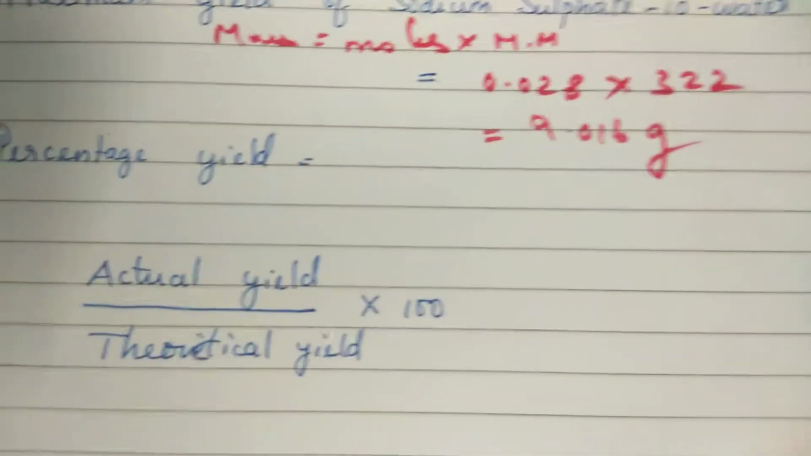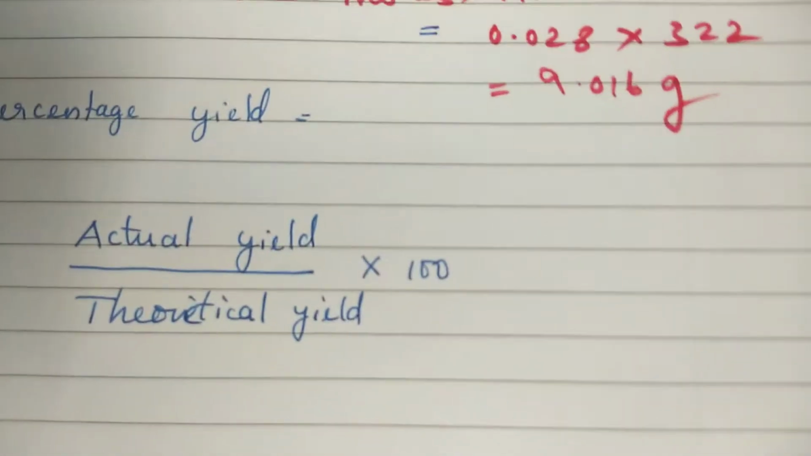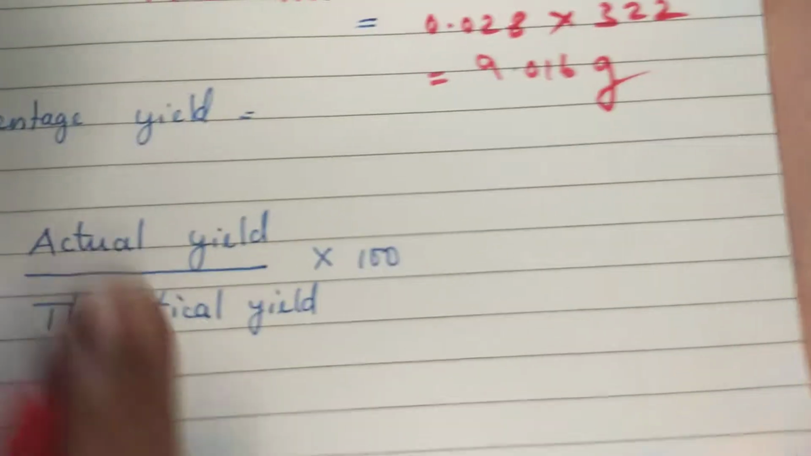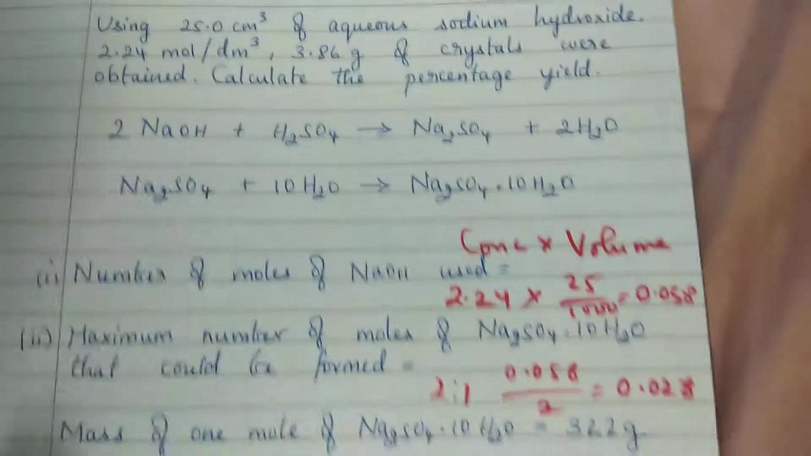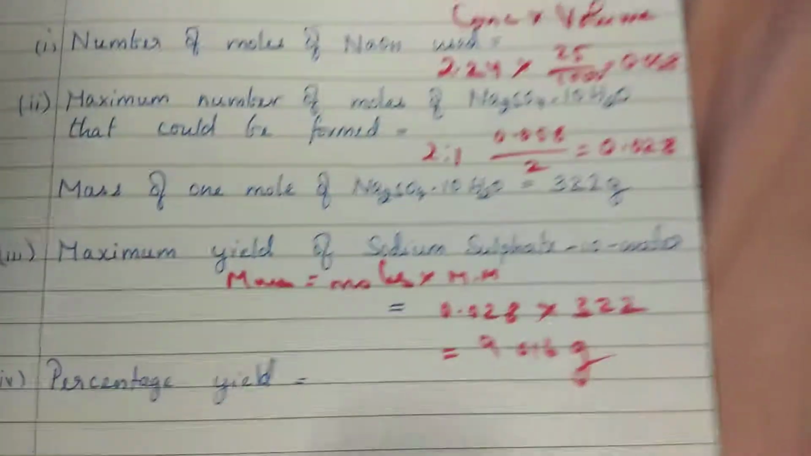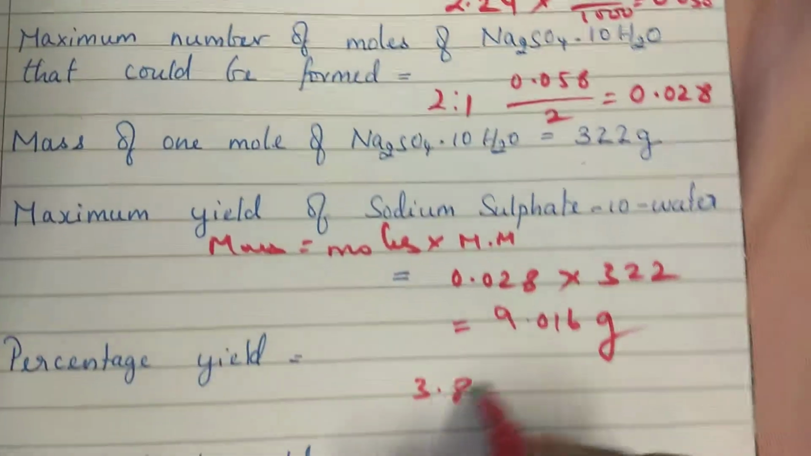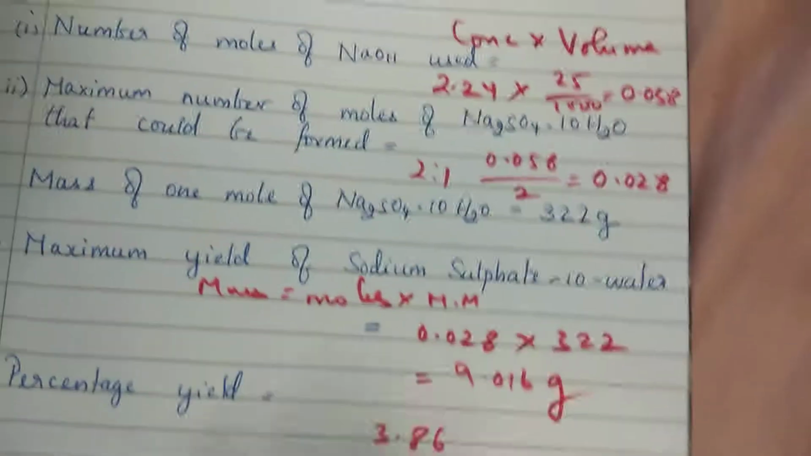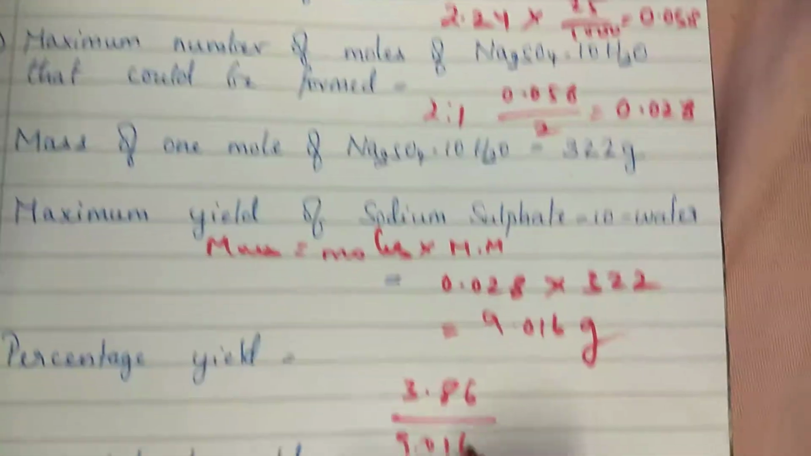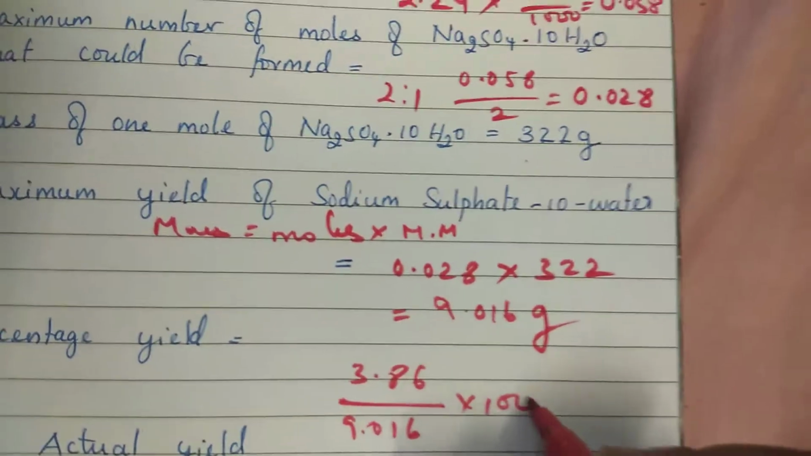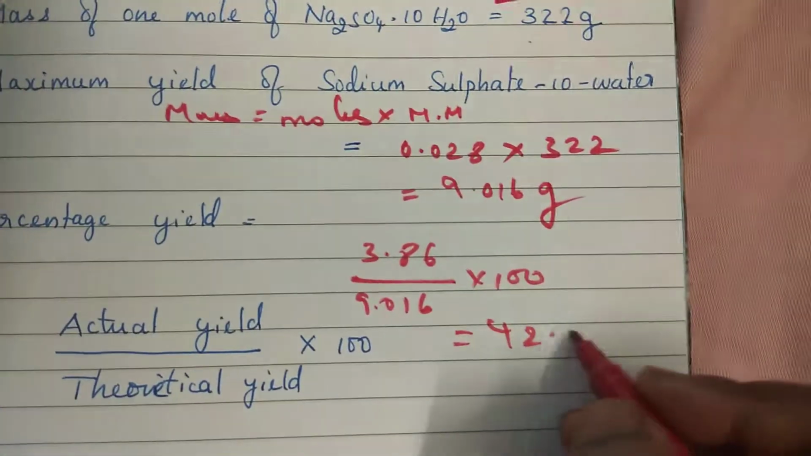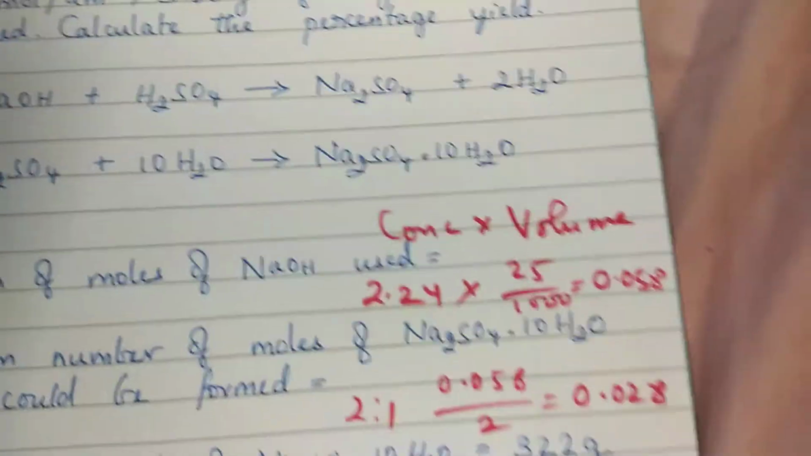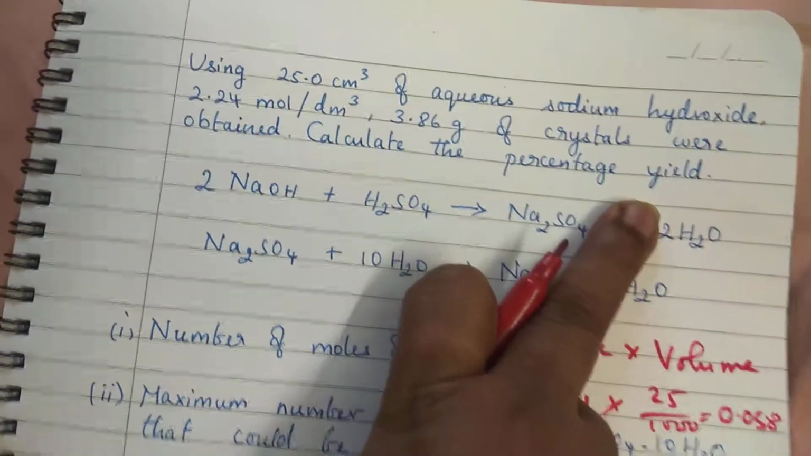Okay, so now the percentage yield. Actually, we have learned this formula: actual yield by theoretical yield into 100. Actual yield is, they have given here, 3.86 g of crystals were obtained. That means 3.86 g by the theoretical yield over here, 9.016, into 100. This gives you 42.8 percent. So now the percentage yield is 42.8 percent.